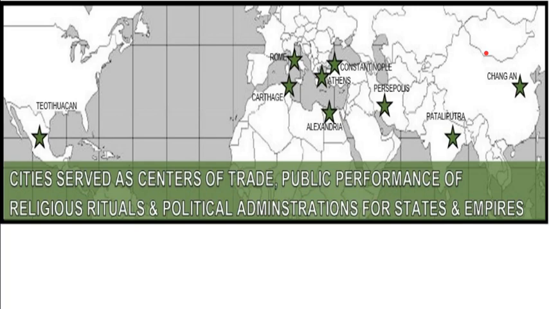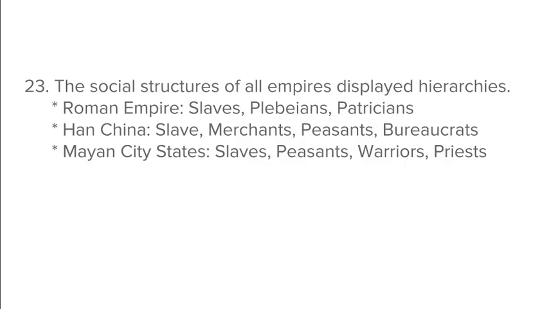We also see that all these empires, all these states, are going to have hierarchies, where you have the nobles at the top and a lot of slaves and peasants at the bottom. And for the most part, there's going to be very little social mobility for people to move up, with some exceptions like the patron-client relationship in Rome and the civil service exam in China.